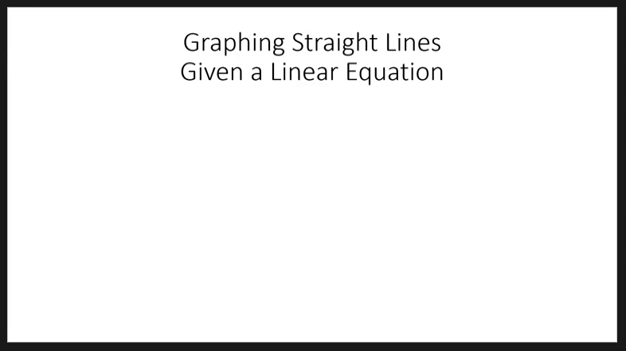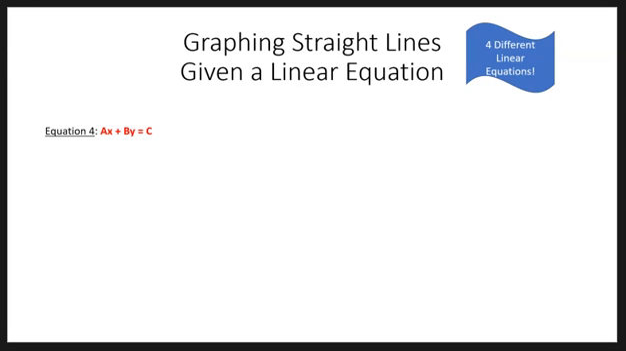All right, so I have shown you 3 of the 4 different linear equations that you will be asked to do the graph of the straight line. And the 4th equation looks like this. It's also called the standard form, ax plus by equals c. I hope you notice that in this equation, the x's and the y's are together on the same side of the equation. And that's what we call standard form.